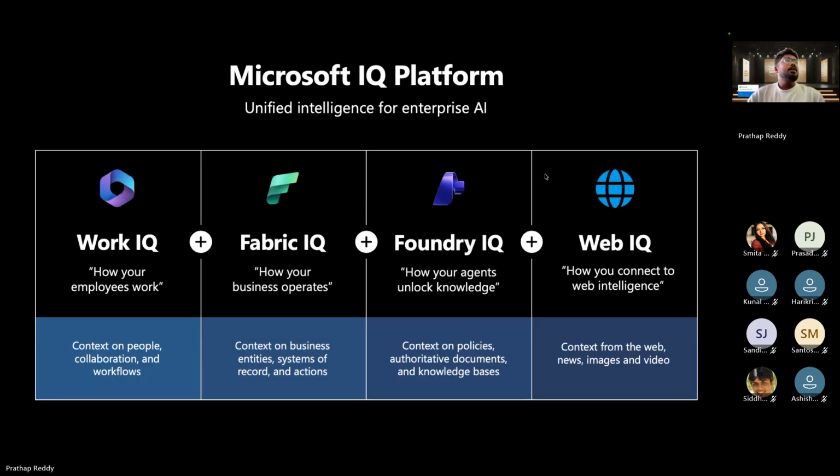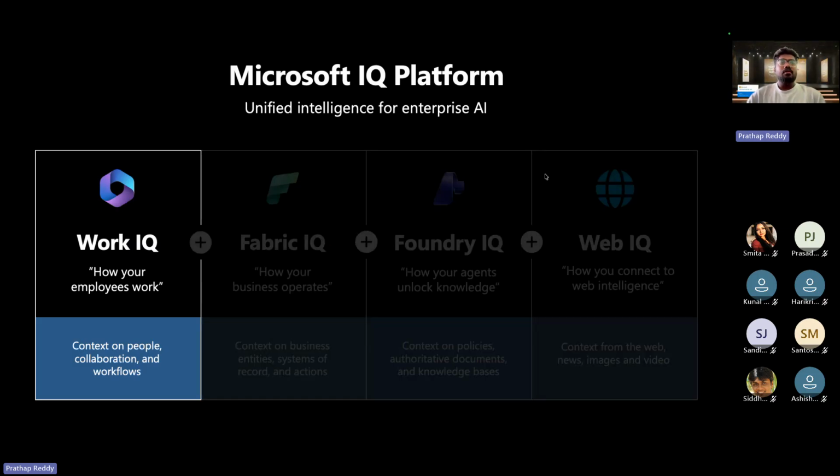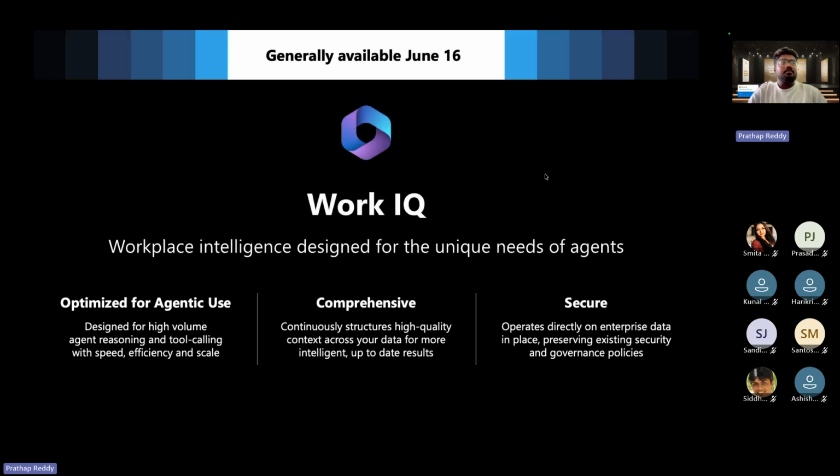And coming to the last IQ layer, I think this is the last one, Work IQ. In this Work IQ, workplace intelligence, is designed for the unique needs of agents. This is generally available from June 16. I don't know how many of you are creating images in this Work IQ.